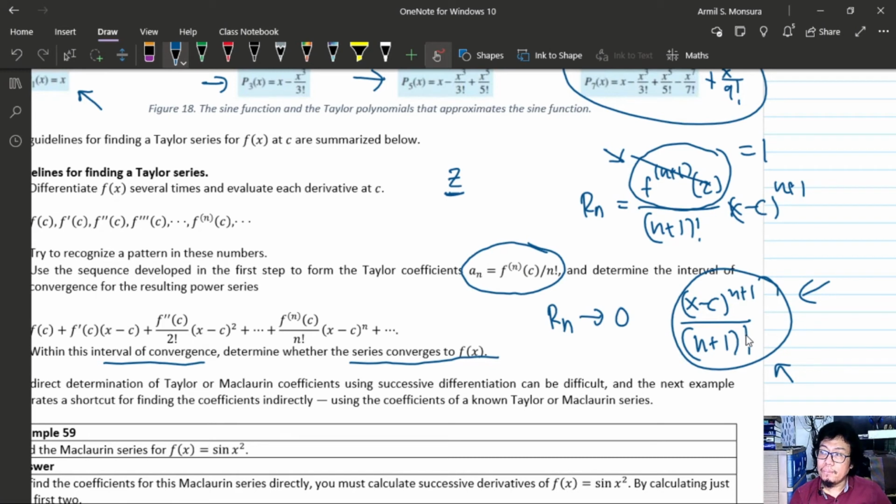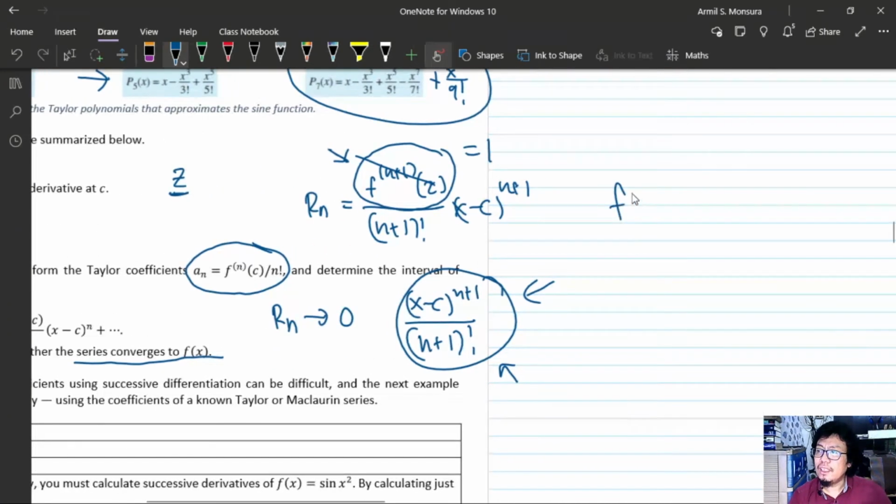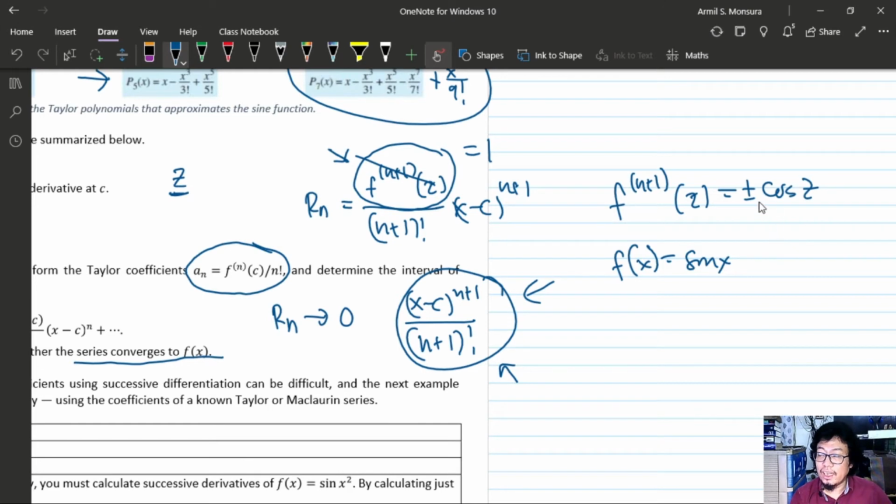In this case, the nth derivative of f of x as sine x, the n plus 1 derivative of z would be either positive cosine or positive sine, in which case the maximum and minimum values are positive 1 and negative 1. So that still justifies the use of this as the upper bound for your error.